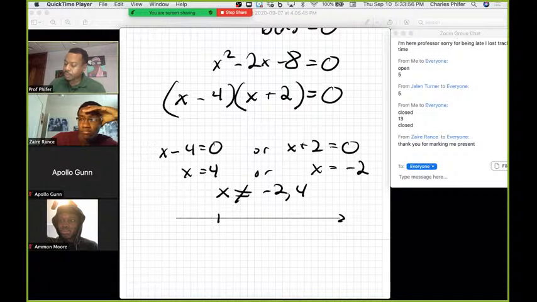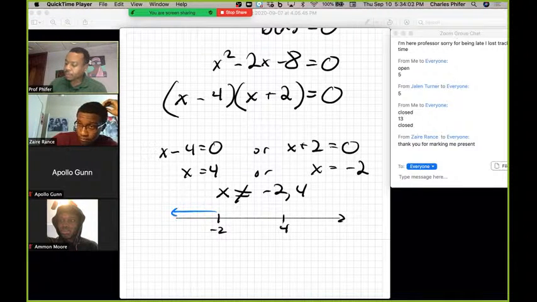So here's negative 2, here's 4, and we're basically saying that all the numbers to the left work, all the numbers between negative 2 and 4 work, and all the numbers to the right work. The only things that don't work are negative 2 and 4. Because we don't want to include those numbers, we're going to group them with parentheses.